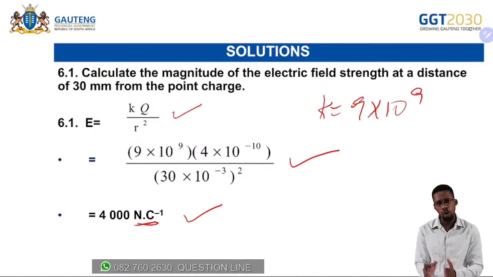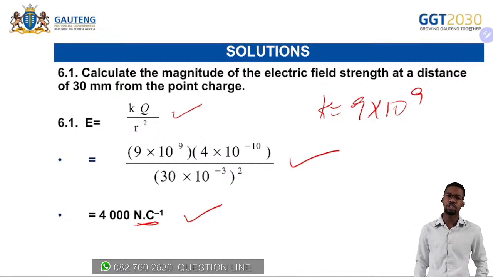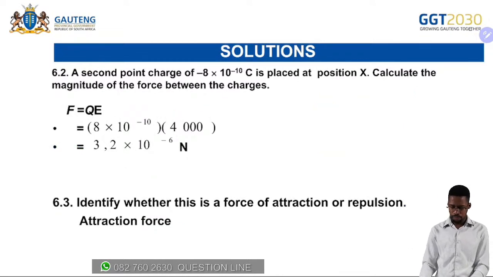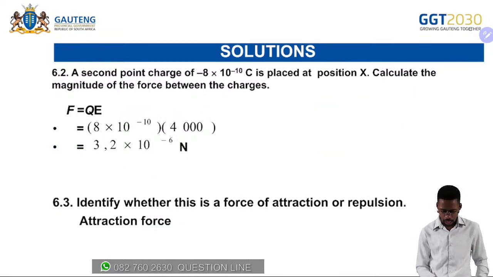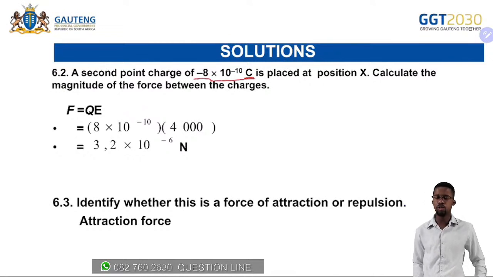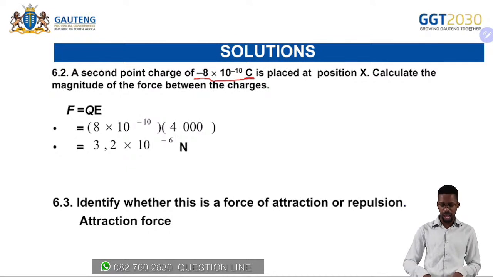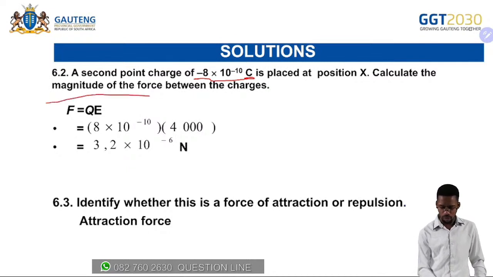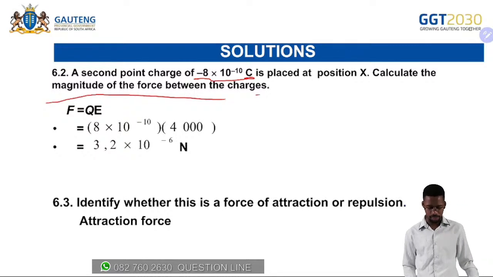So this is how you respond to a question. Let's move on. Number 2: You were told that a second point charge of minus 8 times 10 to the power negative 10 coulomb is placed at position X. So now we substitute position X with the second point charge. Calculate the magnitude of the force between charges.